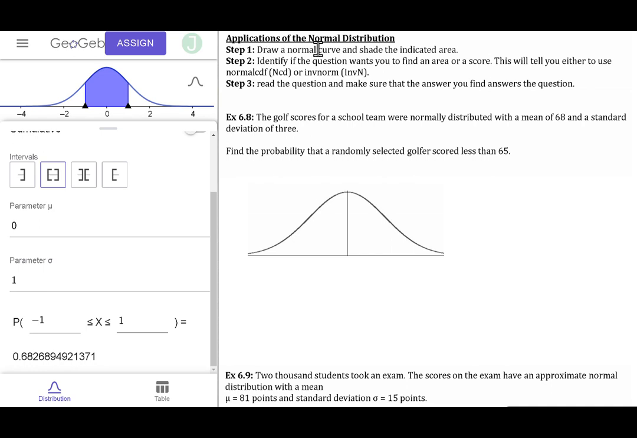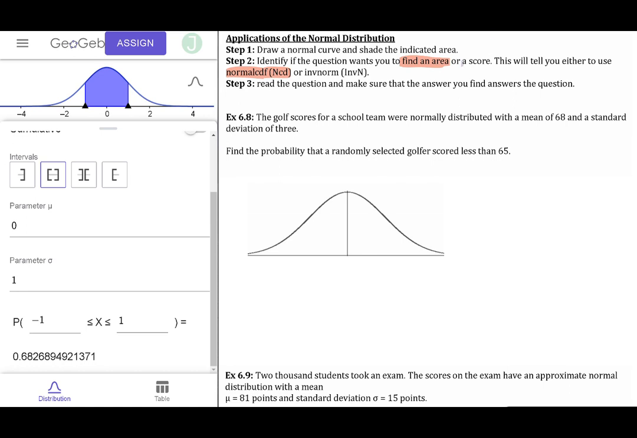All right, so to answer questions about the applications of the normal distribution, I like to use these three steps, the first of which is to draw a normal curve and shade the indicated area. The second step will be to identify if the question wants you to find an area or a score. If the question wants you to find an area and they give you values, then we are going to use the normal CDF function in the other calculators, but we're going to use our values here. We're going to type them into the X values.